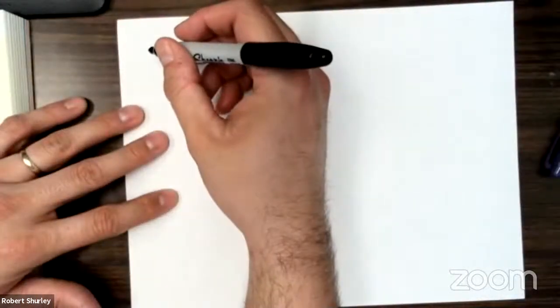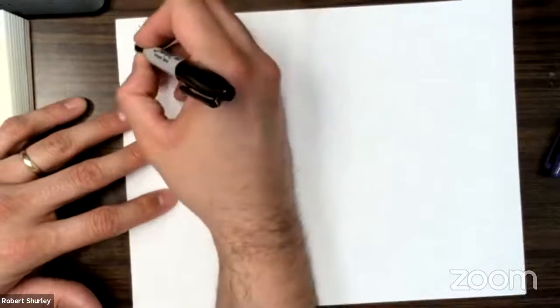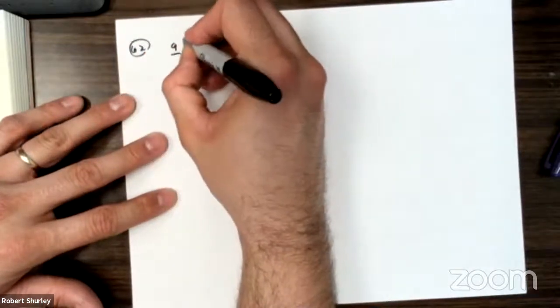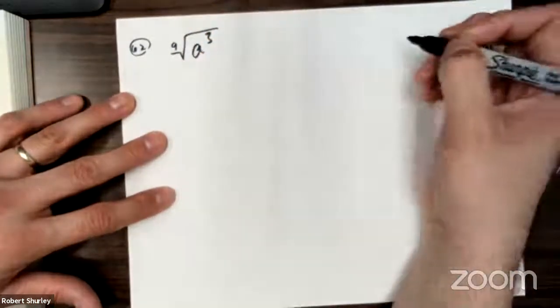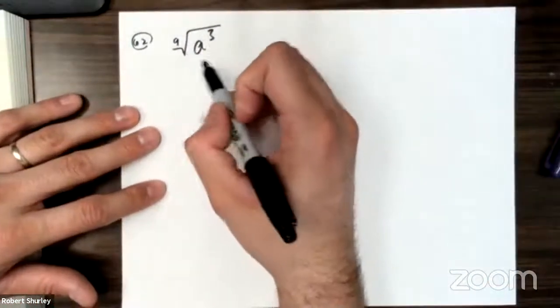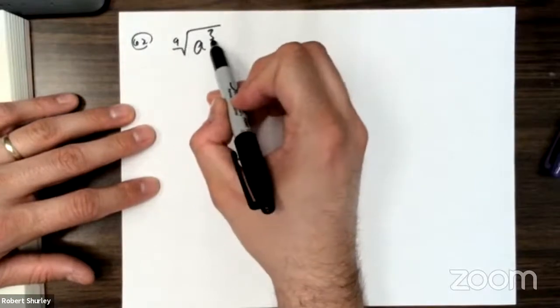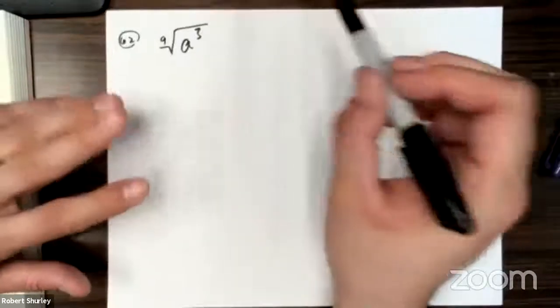And let's look at this. I'm going to do this based on an example. So for the first one, let's say we had, this is number 62. We've got the 9th root of a cubed. Now look, if we wanted to simplify this from the last section, remember you have to say how many times does 9 go into 3? Well, 9 doesn't go into 3, right?